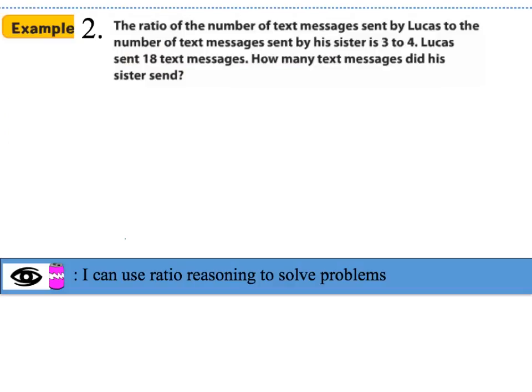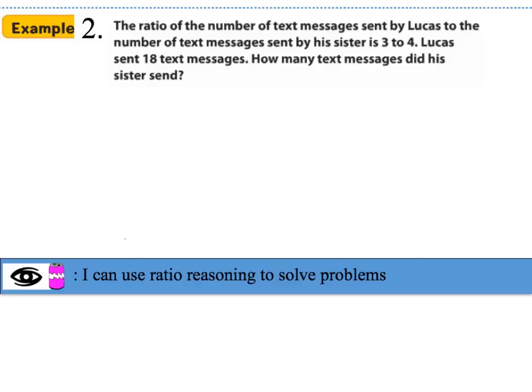It says the ratio of the number of text messages sent by Lucas to the number of text messages sent by his sister is 3 to 4. Lucas sent 18 text messages. How many text messages did his sister send?